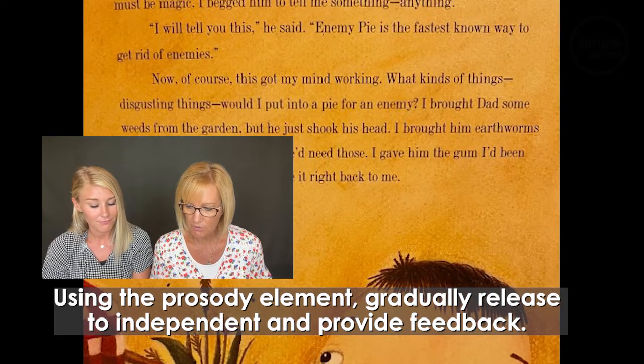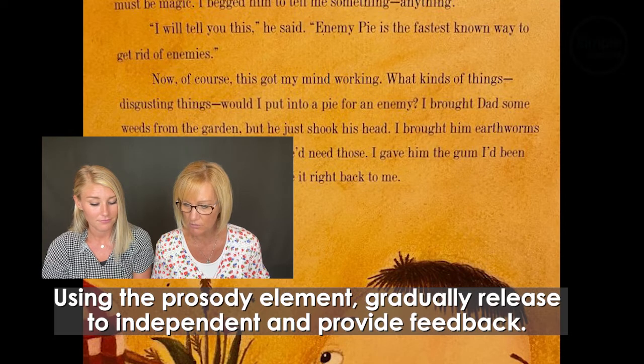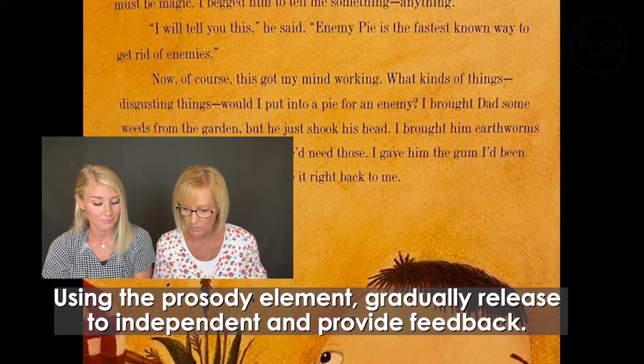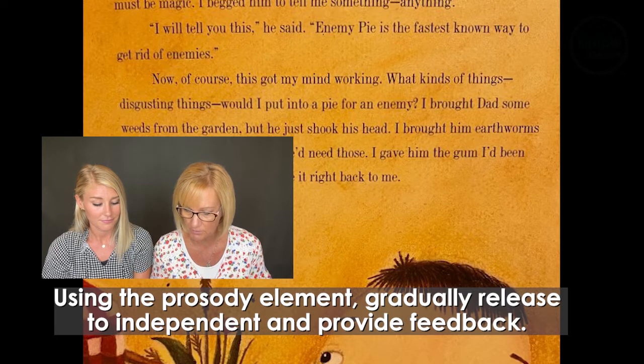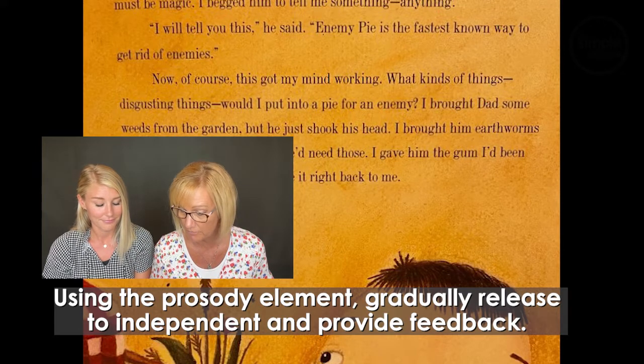I will tell you this, he said. Enemy pie is the fastest known way to get rid of enemies. Now, of course, this got my mind working. What kinds of things, disgusting things, would I put into a pie for an enemy?